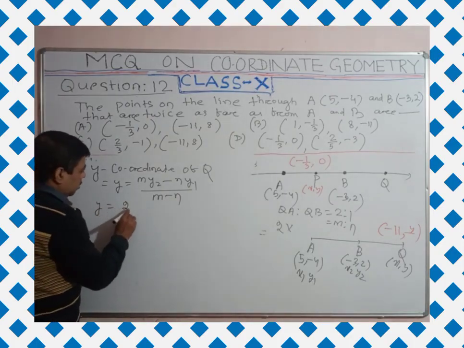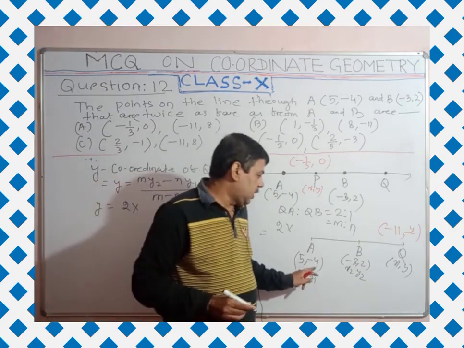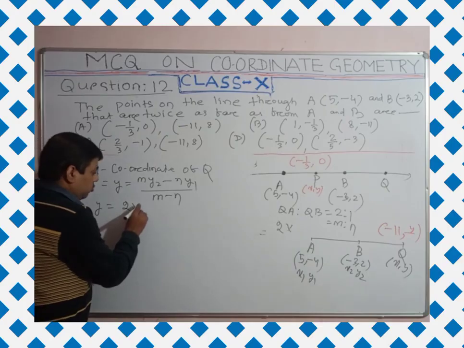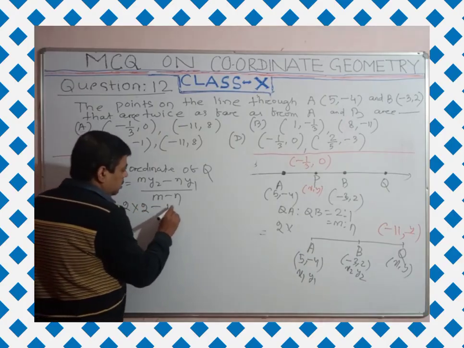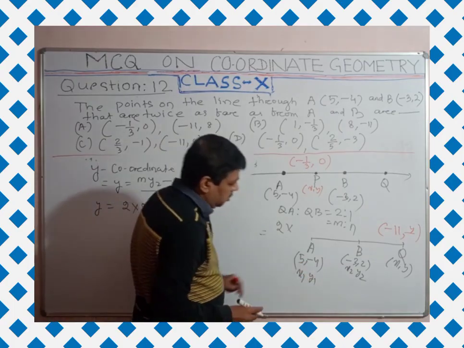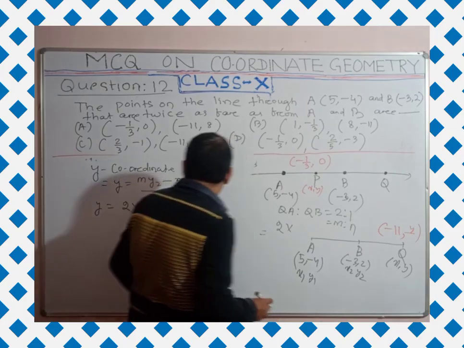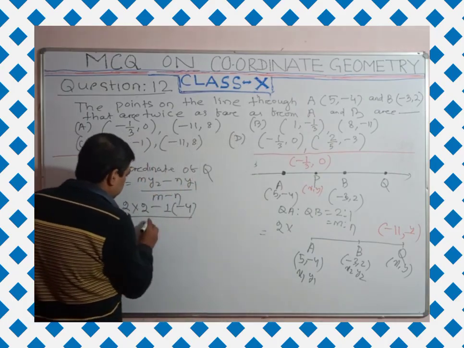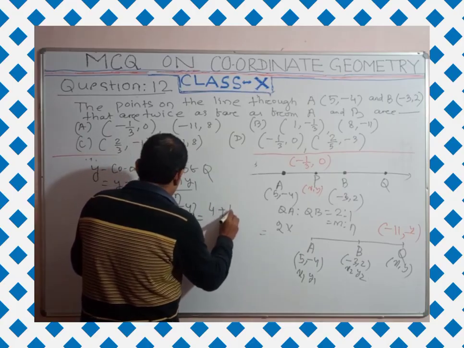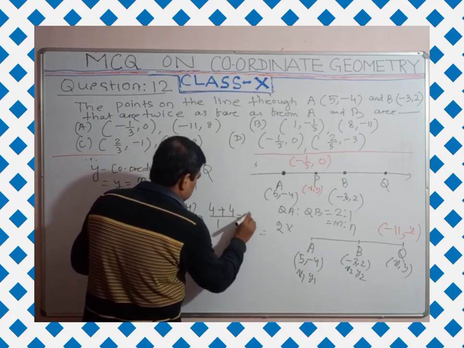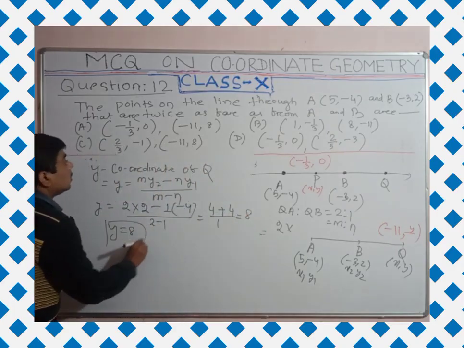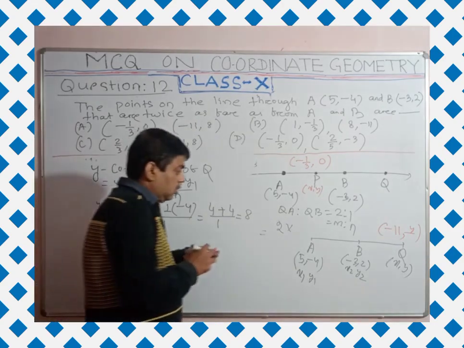So the y value is equal to what? M value 2 into y2. Here y1 is minus 4, y2 is minus 2. So in place of these, you write down 2 into minus 2, minus n value 1 into y1 value minus 4. Write down the y value, divided by 2 minus 1. This is minus 4 minus minus 4, that is minus 4 plus 4... rather, minus 4 plus 12 by 1, that is equal to 8. So the y coordinate value is 8. Understand? Okay. So we got the y coordinate value.